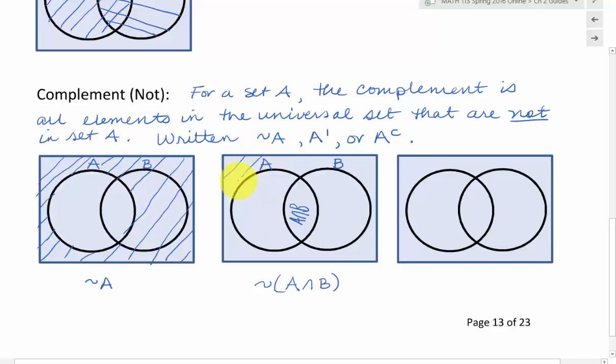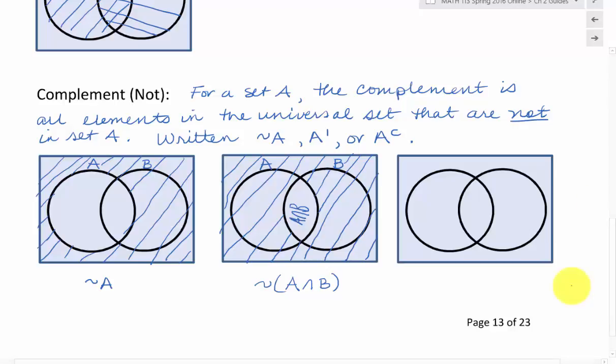So that's going to give me all of these pieces here, which includes things that are in A proper, includes things in B, but does not include that part that's in common between the A and B, that intersection part. So the only part that is not included in the complement of A intersect B is A intersect B.